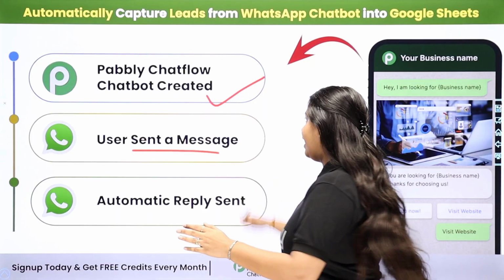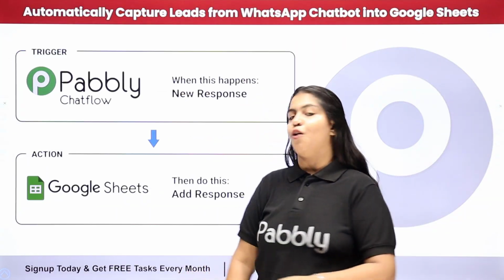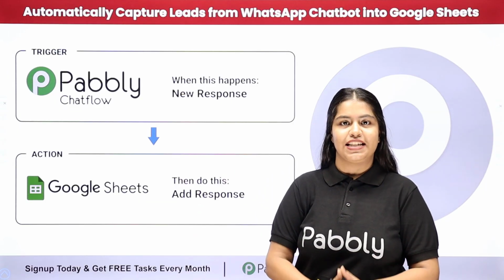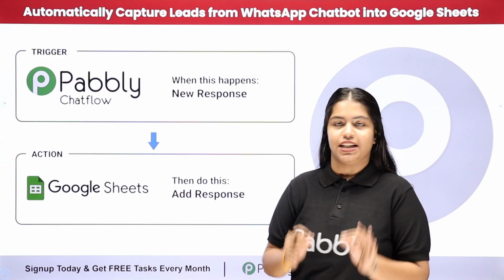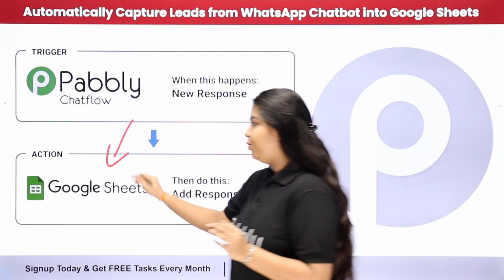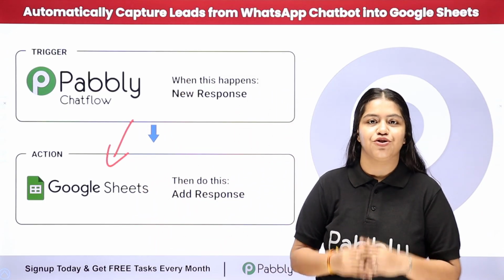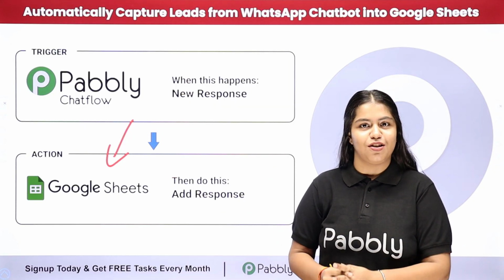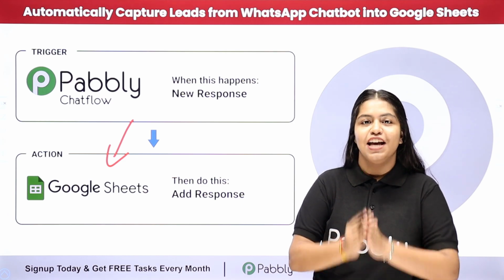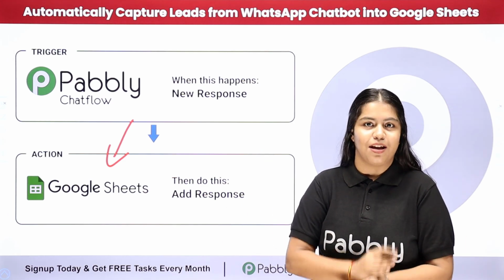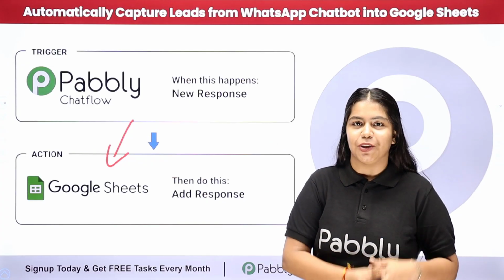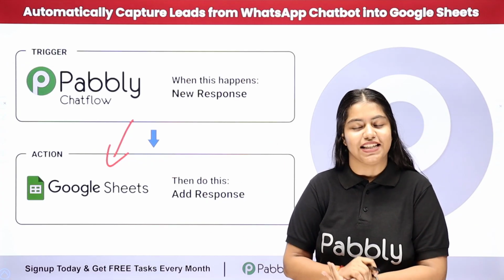Not only this, whenever my user shares their information, automatically their information is going to be added into my Google Sheets. And to do this, we are simply going to create a connection between Pabbly Chatflow and Google Sheets. We are going to create this connection without knowing any programming or coding language using an amazing automation software, which is Pabbly Connect. So if you also want to create this amazing WhatsApp chatbot and this amazing automation for your own business, then for that you have to come with me to my screen.